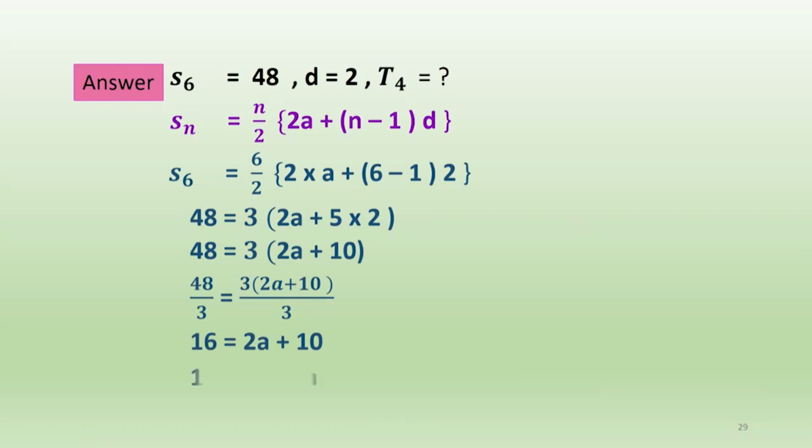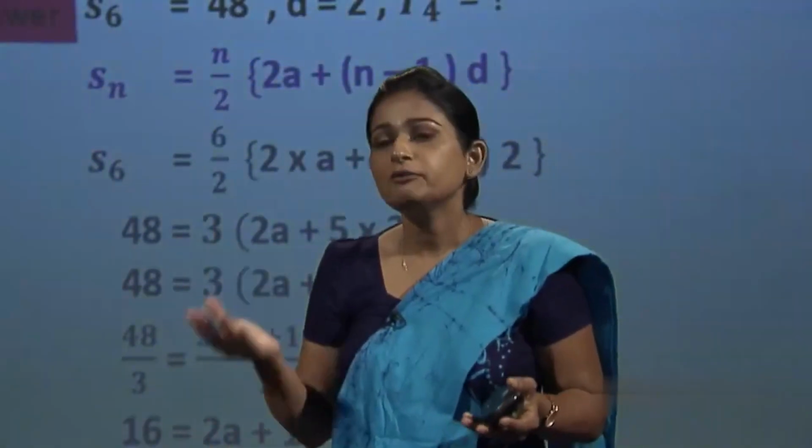Okay, then I can find the value of a. What do I mean by a? The first term. The first term is 3. So we found a is 3. So if you know the first term, can't you find the fourth term? You can find it by substituting into the formula Tn equals a plus (n minus 1)d. Even without using that formula, you can find the fourth term. How do you find the fourth term?